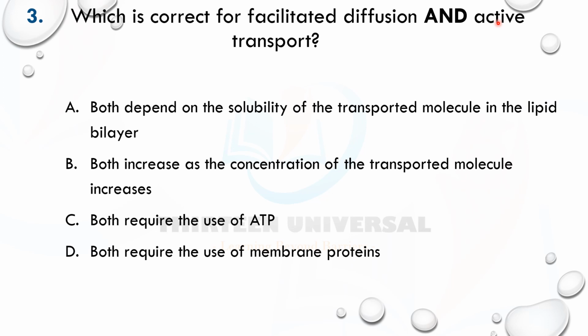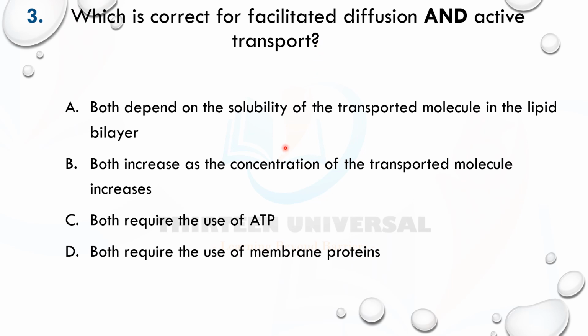Is that okay? Yeah. So that B is only for facilitated diffusion. C says both require the use of ATP. Well, no, it is only active transport that requires ATP, because it is a movement of polar molecules from low concentration to high concentration, low to high, and that is against the concentration gradient.